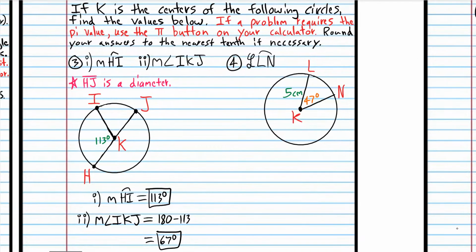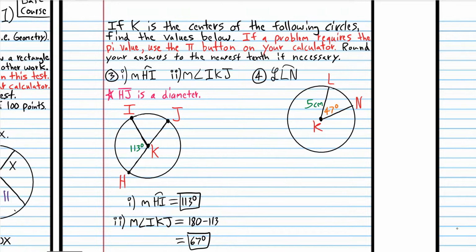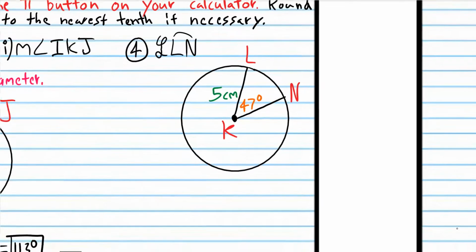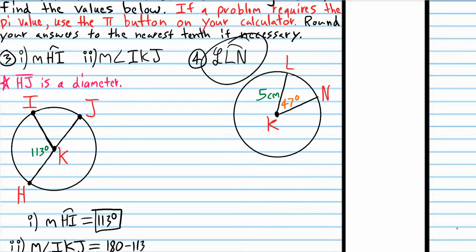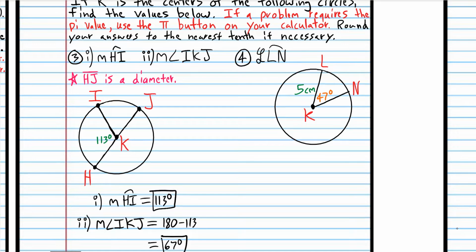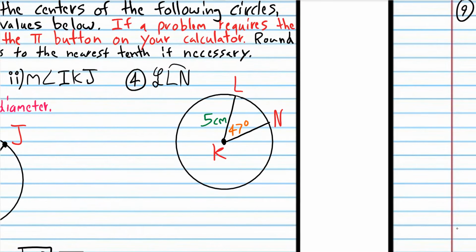All right, try number 4, and when you come back, we'll do it together. All right, we're back. So notice we have this different notation here. That's not the same thing as the measure of an arc. Here, with this notation, it's asking us the actual length of the arc. So we want to know the actual length. Our answer is going to be in centimeters.